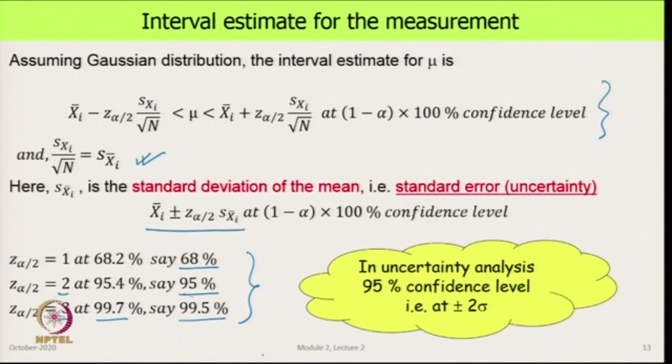We are going to stick with one of these, and in all uncertainty analysis that we will be looking at, we will report all uncertainties at 95% confidence level. So, it is this thing that we will be looking at. That means, we will be reporting all our interval estimates at plus or minus 2 sigma level. This is now an important thing that we have. This will stay with us throughout this course, and we will come back to it again and again.